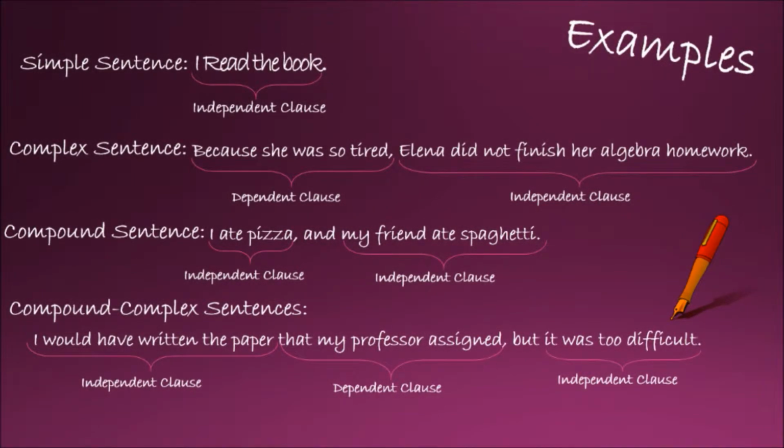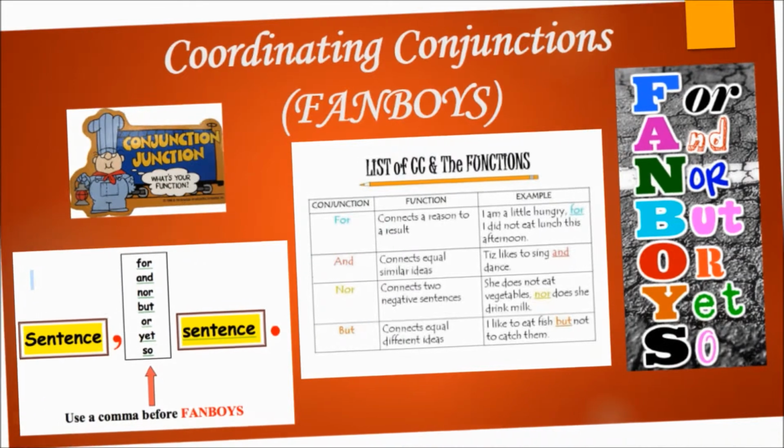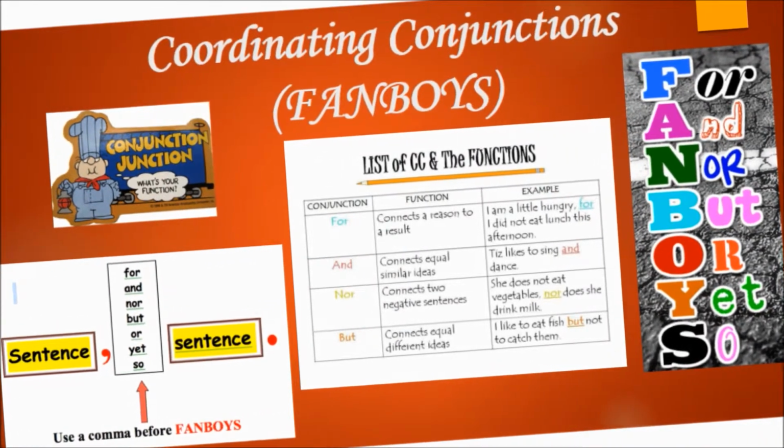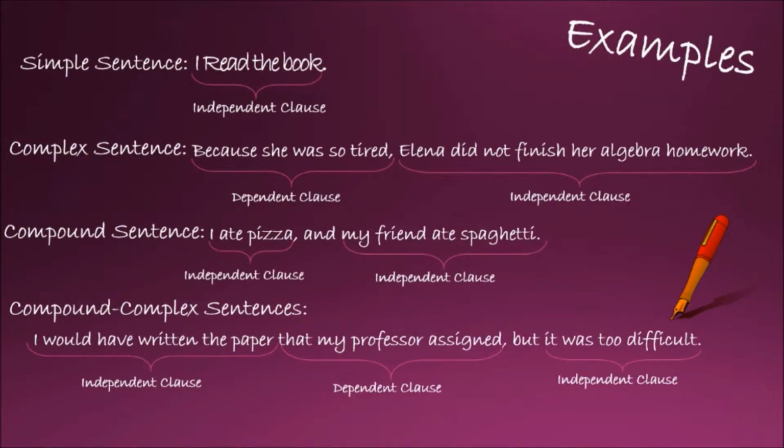A compound sentence is a sentence that contains 2 independent clauses joined by a coordinator. You can think of a coordinator as FANBOYS, also known as for, and, nor, but, or, yet, and so. Let's go ahead and take a look at the provided example.